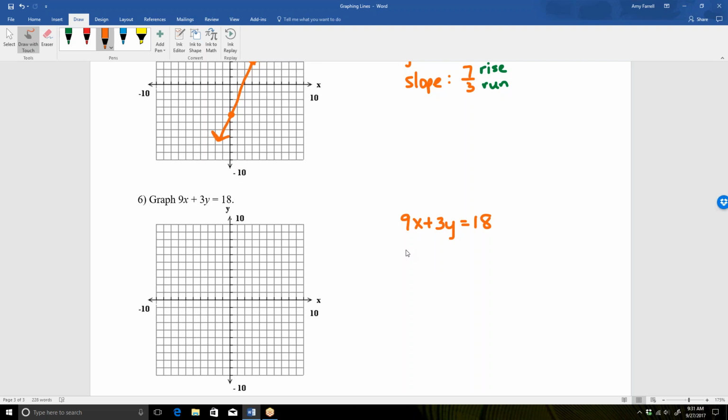Okay, if we want to graph using slope-intercept form, I've got to put it in slope-intercept form. It's not in slope-intercept form. And slope-intercept form is y equals mx plus b. So basically, we've got to solve for y. First thing I'm going to do is subtract 9x from both sides of the equation. I'm trying to isolate y.